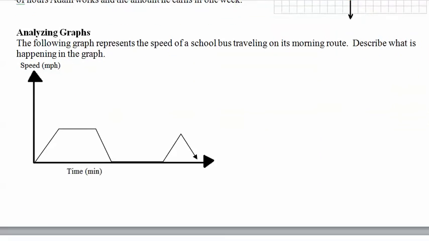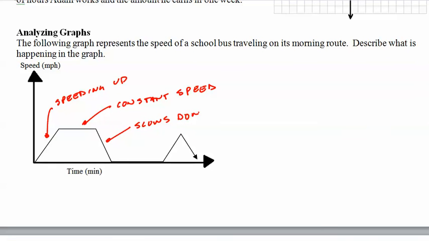So now we get to analyze a graph. The following graph represents the speed of a school bus traveling on its morning route. What's happening? This is speeding up. This is constant speed, so it's at a stop, it speeds up. Then it goes at a constant speed, and then it slows down. And then here it's waiting for kids, or loading, I should say. Loading students.